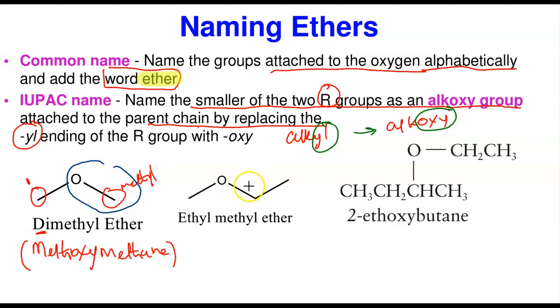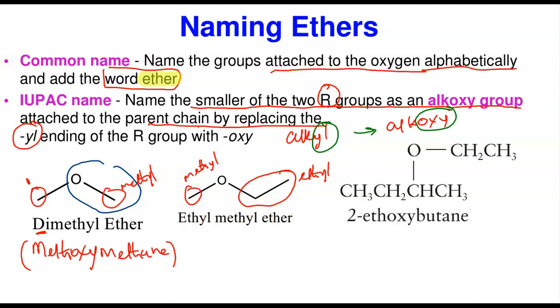Now let's go to this one. This is easy again. Two things attached. This is ethyl, and this is the methyl group. So E comes before M. So it's going to be ethyl methyl ether.